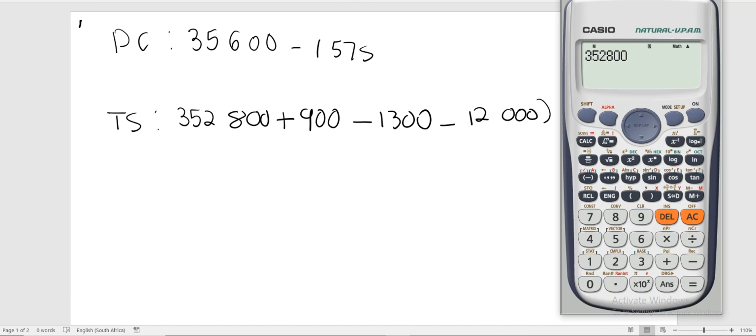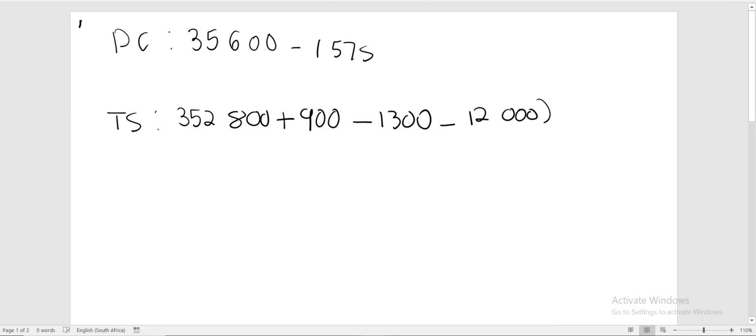So we're going to say 352,800, and then plus 900. Then you also say minus 1,300, and then you also subtract 12,000 of the lost stock. It is giving you 340,400. So you are expecting your trading stock on hand to be 340,400. Remember, this is what your records are saying, and then what we are going to get on hand is the actual stock that is available.